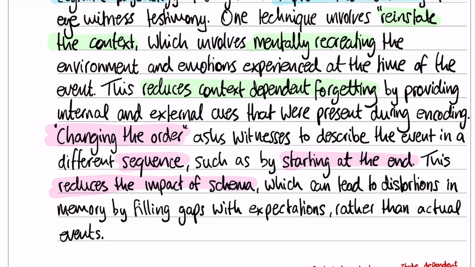Okay, the reason I've chosen change the order and reinstate the context is because one of those looks at context-dependent forgetting, and one of them looks at the impact of schema. You could obviously have chosen other ones. You've got report everything and you've got change the perspective.